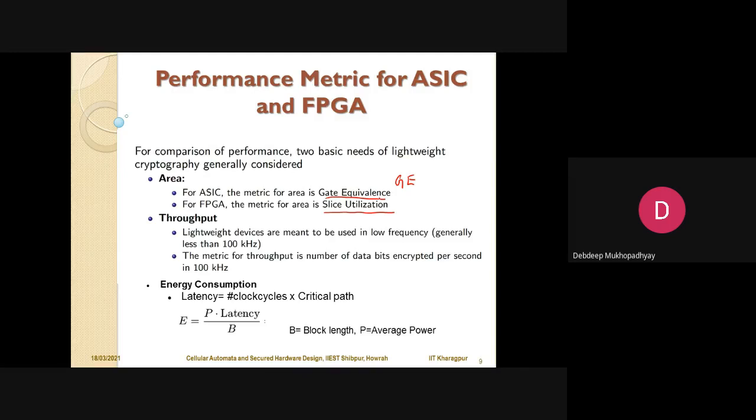Then the other most important parameter is the energy consumption. The energy depends upon the latency. The latency is often measured by the number of clock cycles and the critical path, which means the delay, or the minimum time of the clock cycle that you can settle for, which corresponds to the highest frequency at which your circuit will operate without any violations. The corresponding energy metric is usually obtained by a thumb rule: the average power multiplied by the latency and divided by the block length. The block length is essentially the number of bits that you are processing at a given time. These are very important metrics to keep in mind when you are doing your design, and they will also form a reference when you are comparing one implementation with another.